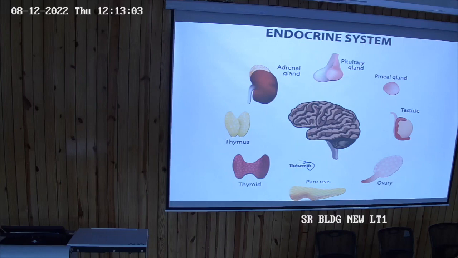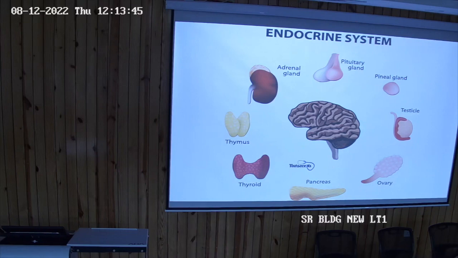The second hormone secreted by the posterior lobe of the pituitary gland is ADH, antidiuretic hormone. This antidiuretic hormone protects the body from water loss, that means dehydration. How? It stimulates the kidney to absorb more water. And as the kidney absorbs more water, naturally the body does not undergo dehydration.